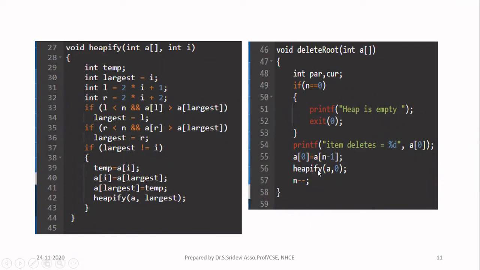To this function, you have to pass two arguments. The first argument is the array which contains your elements of the max heap, and the second argument is the index, because you are going to adjust some part of the subtree. Whatever is the index of the root node of that subtree, that you have to give. The second argument is very important here. It will not always be 0.